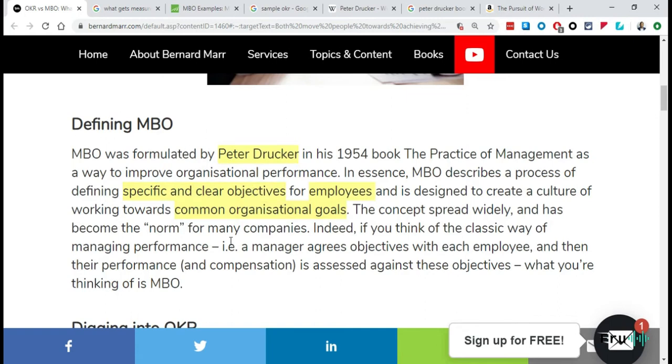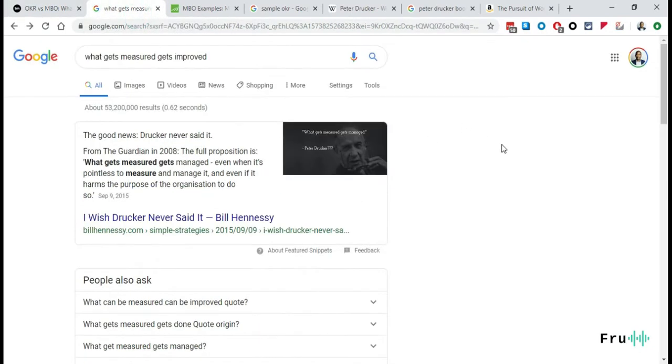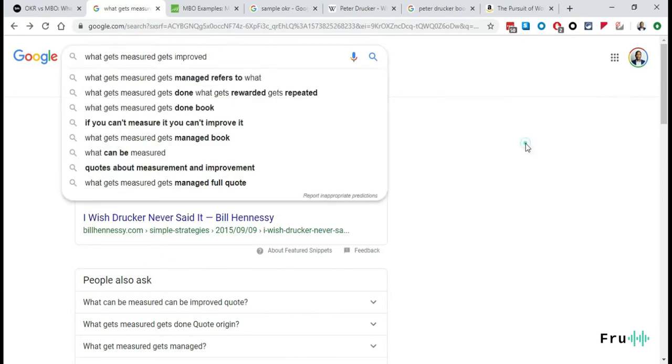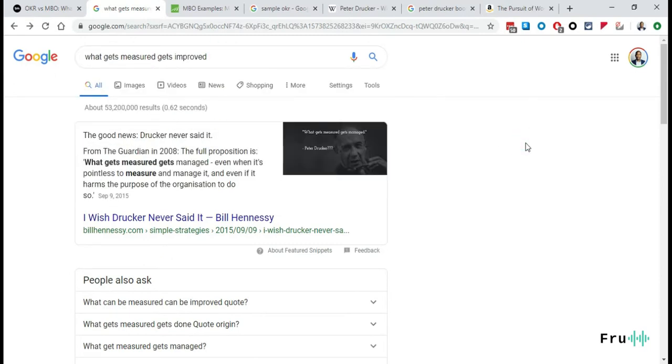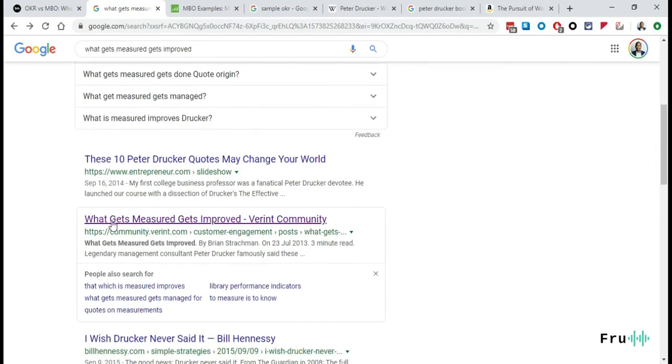So if you've never heard about this, I hope this gives us a background into MBOs. And I wanted to share this quick quote. I went on Google and did a search here. What gets measured gets improved. You might have heard several variations of this. In management circles, it is very common: what gets measured gets managed. My favorite version of it is what gets measured gets improved.